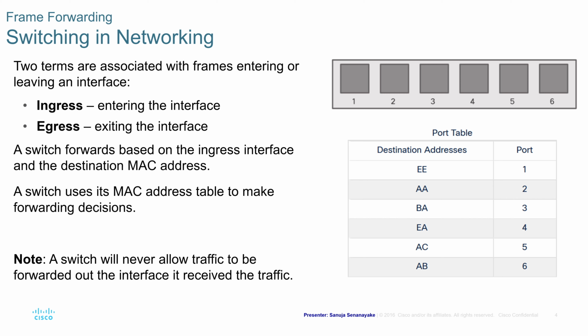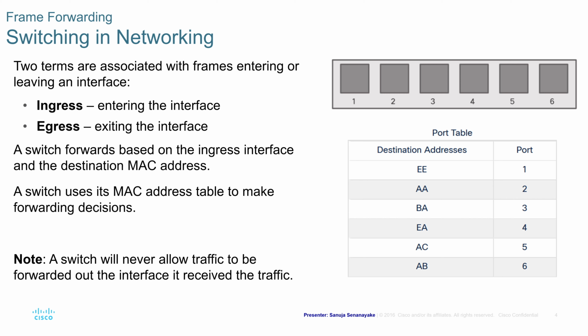So a switch forwards based on the ingress interface and the destination MAC address. A switch uses its MAC address table to make the forwarding decisions. So when the switch receives the frame, it forwards based on the ingress interface and the destination MAC address, but the destination MAC address is learned through the MAC address table that the switch has.